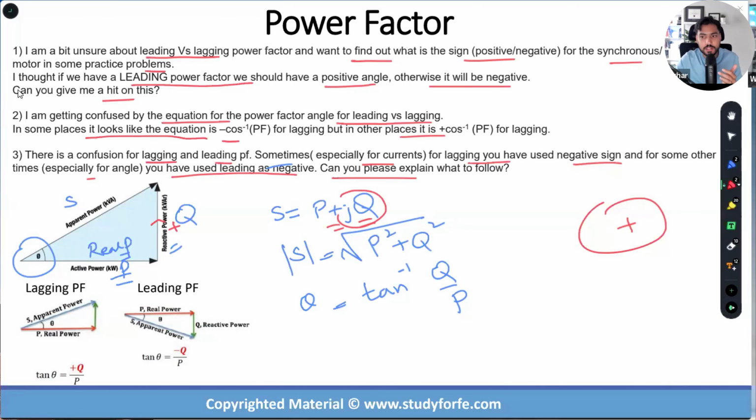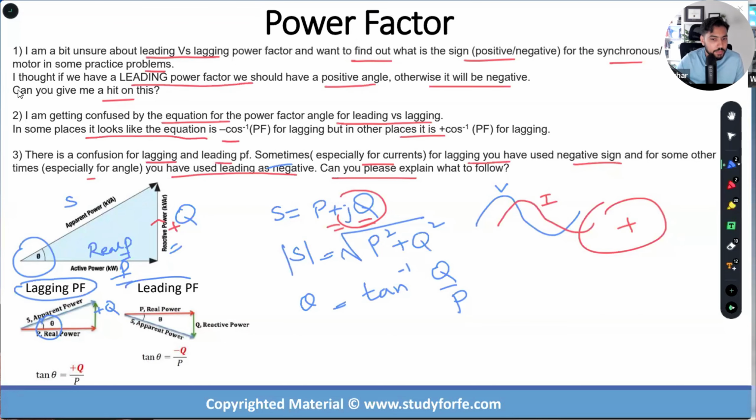Inductors result in a lagging power factor because the current, the resulting current, is going to lag behind the voltage. Okay. So when I have a lagging power factor, think of inductor, think of positive Q. When Q is positive, your angle theta is going to be pointing positive. It's going to be up.